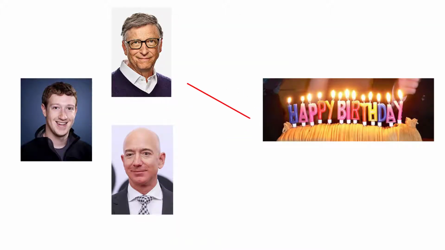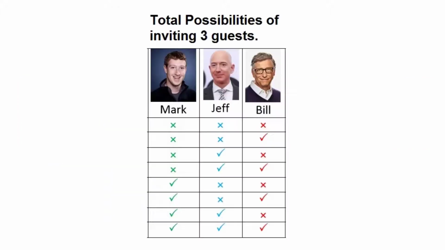If I invite 3 guests like Bill, Jeff, and Mark, there will be 8 possibilities. As you can see, in the first possibility, none of the guests come to the party. And in the 8th possibility, all the guests come to the party. Or, for example, in the 5th possibility, only Mark comes to the party.